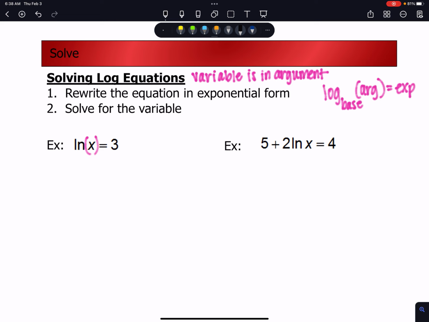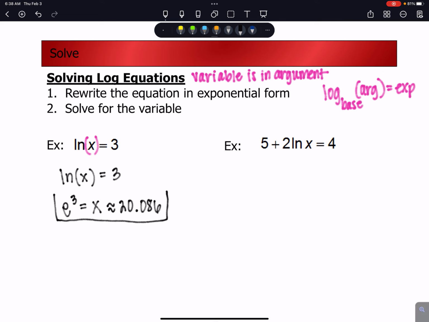Well, our first step is to rewrite the equation in exponential form. So I've got the natural log of x equals 3. The base for the natural log is e, raised to the 3rd power equals x. That is an exact answer. And e cubed is approximately, I'll let you practice this in your calculator. Press pause if you're still fumbling with your calculator, because the approximate answer is 20.086. Make sure that you are able to use your calculator quickly and efficiently to get that answer.